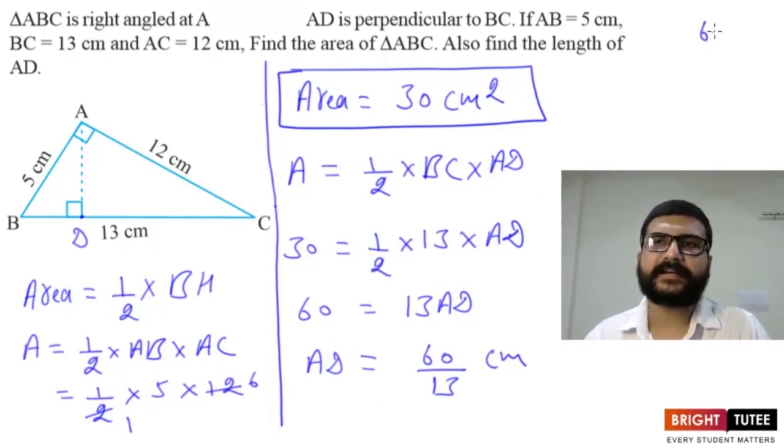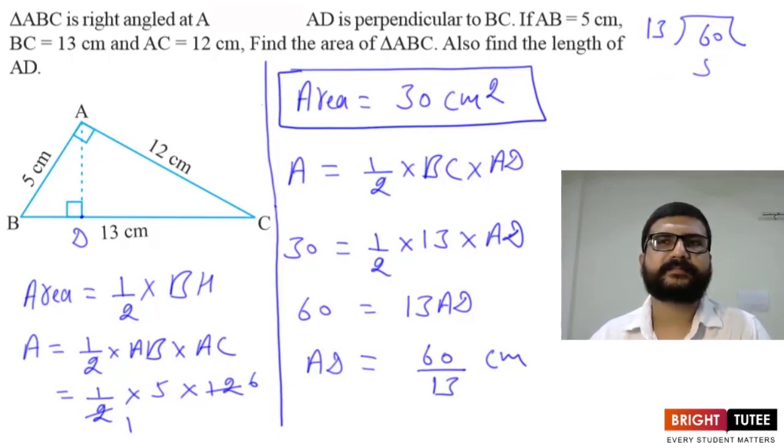For that we have to divide 60 by 13. So 60 divided by 13. 13 fours are 52. So it will go like this. Now remainder will be 8.